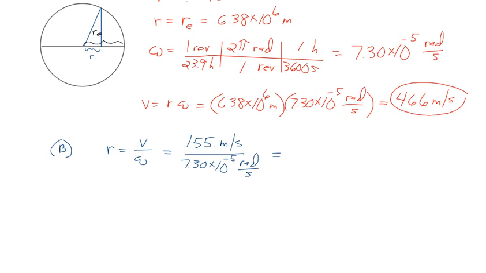So the radius is 2.12. Actually, it would round to 2.13, right? It would be closer to that, because it would be 2.126. So it's going to be 2.13 times 10 to the 6th meters.